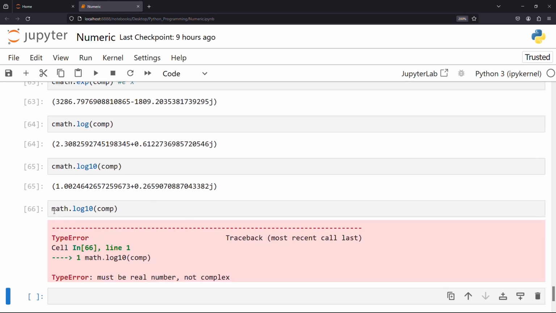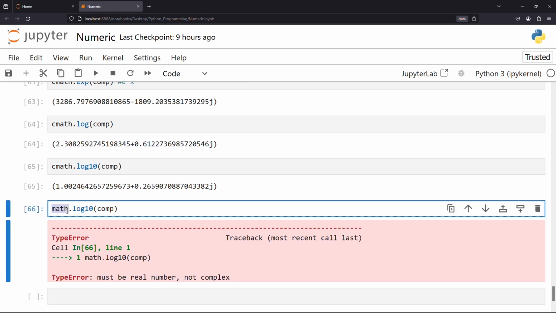Here, what I'm trying to do is use the math library and try to do log on this complex number. It's just to show you as a demo that if you use math on complex numbers, it will not work. So for complex numbers, you have to go with the cmath library.